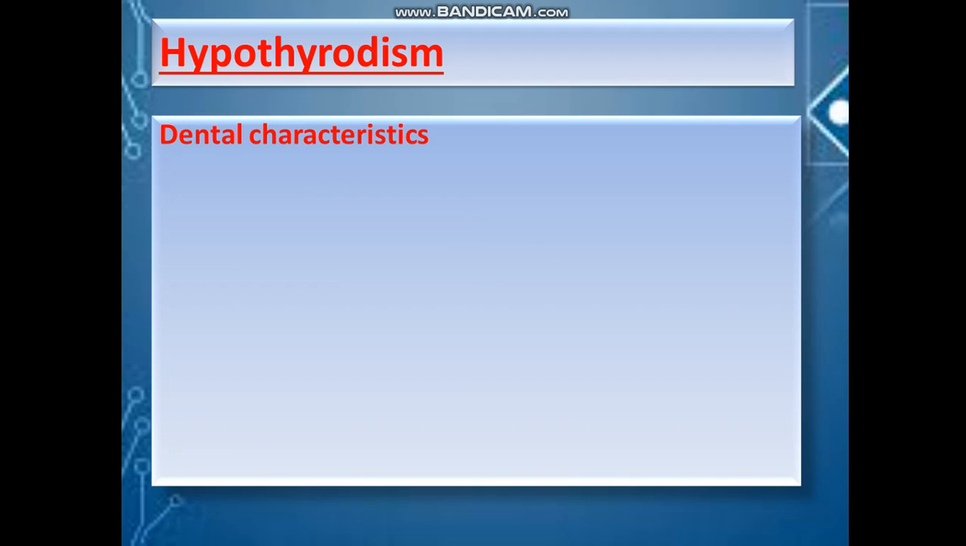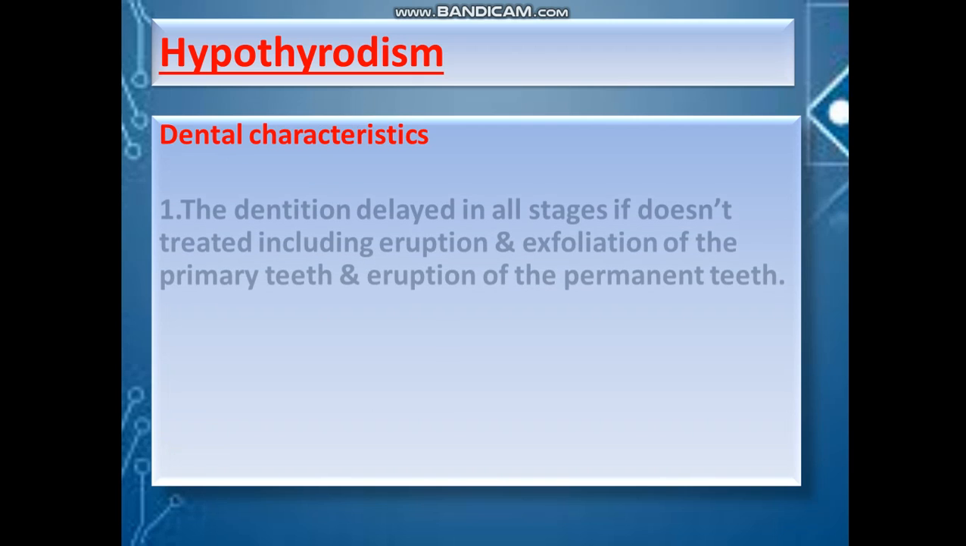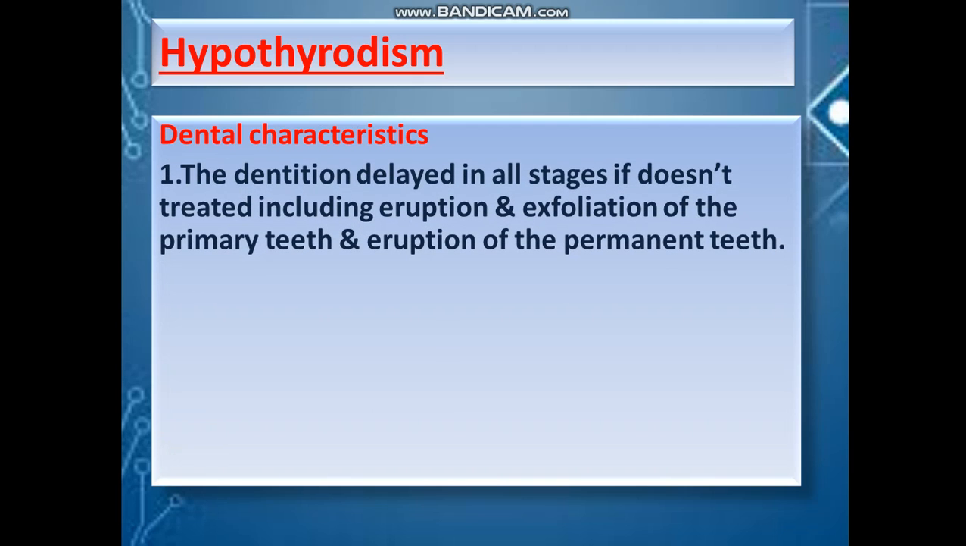The dental characteristics of the child with congenital hypothyroidism include delay in the eruption of the teeth. The dentition is delayed in all stages if not treated, and this includes the eruption of the primary teeth, the exfoliation of the primary teeth, and the eruption of the permanent teeth.